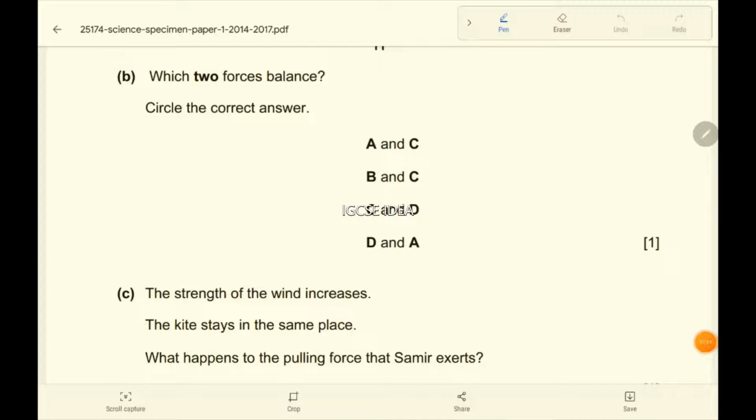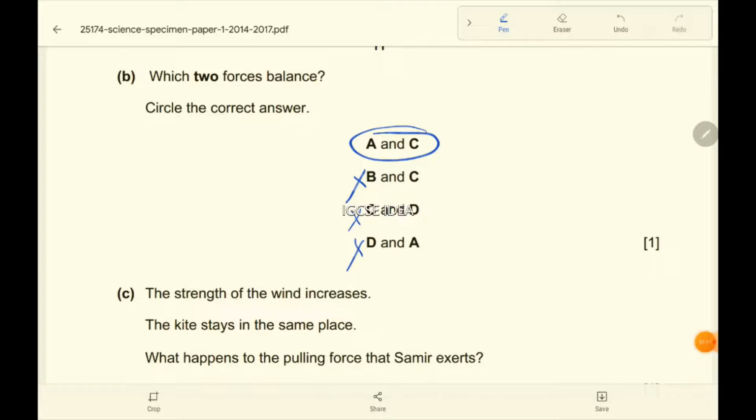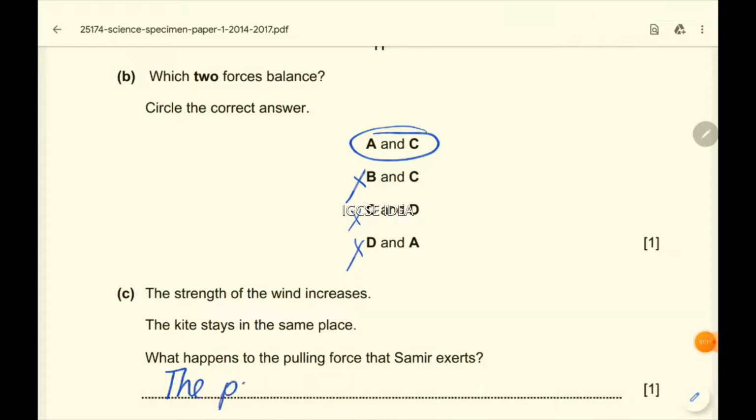Which two forces balance? Circle the correct answer. Now, it's not B and C, C and D, or D and A. It is definitely A and C. The strength of the wind increases. The kite stays in the same place. What happens to the pulling force that Samir exerts? The pulling force increases.